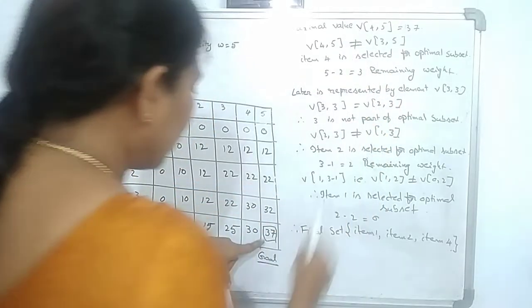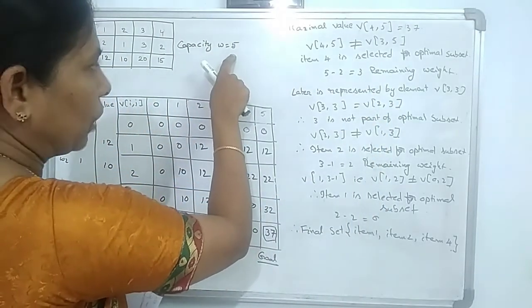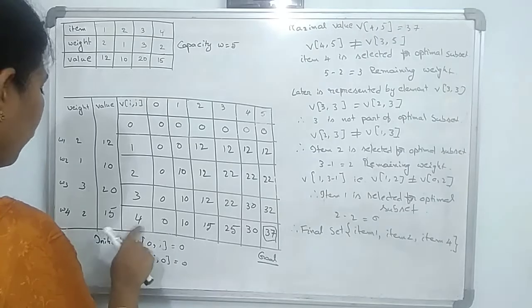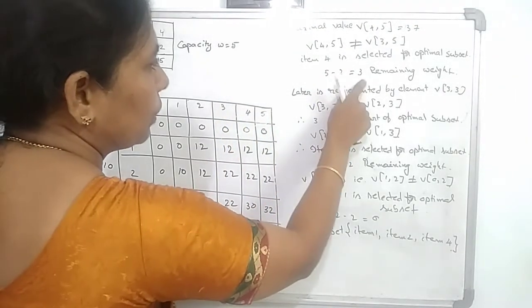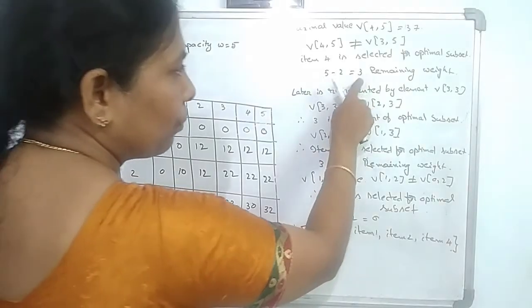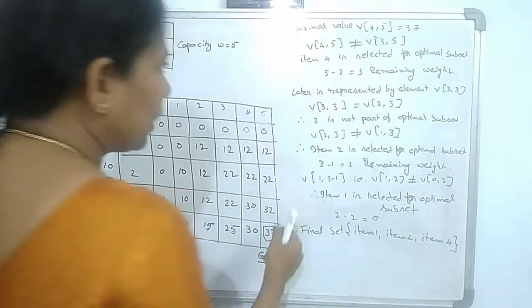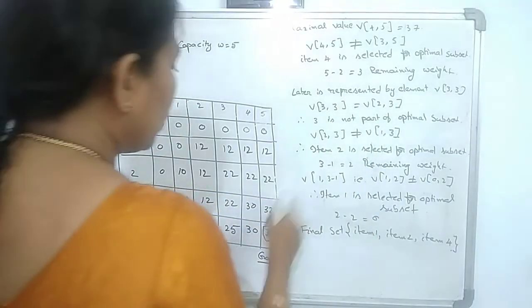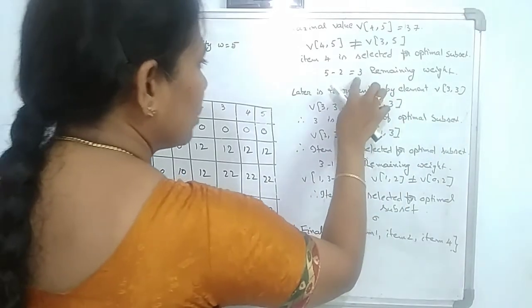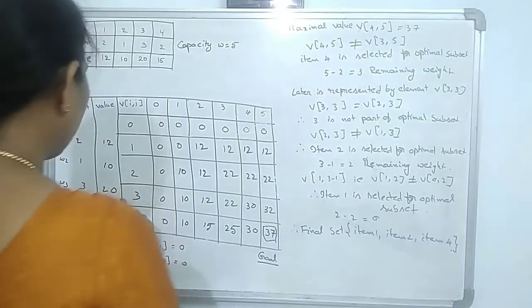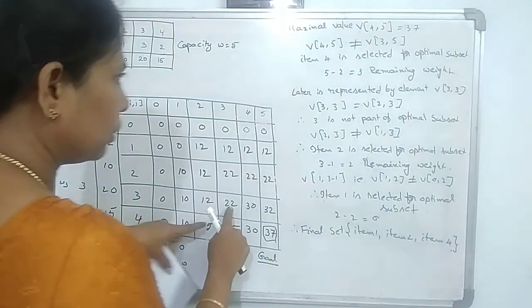After selecting the item, the capacity of weight is 5 and the item 4 weight is 2. So you can reduce 5 minus 2, that means 3. So the remaining balance is 3. Now you can identify the next item. So now you can go to V(3,3). In that you are having balance 3, so you can directly go to V(3,3). V(3,3) means the value is 22.